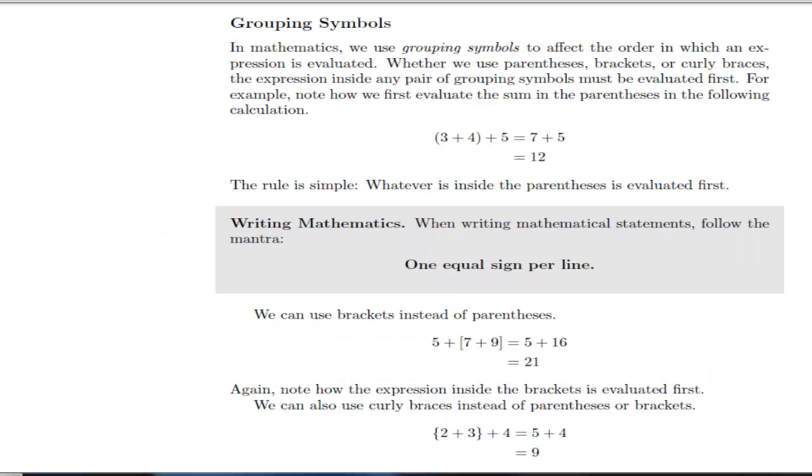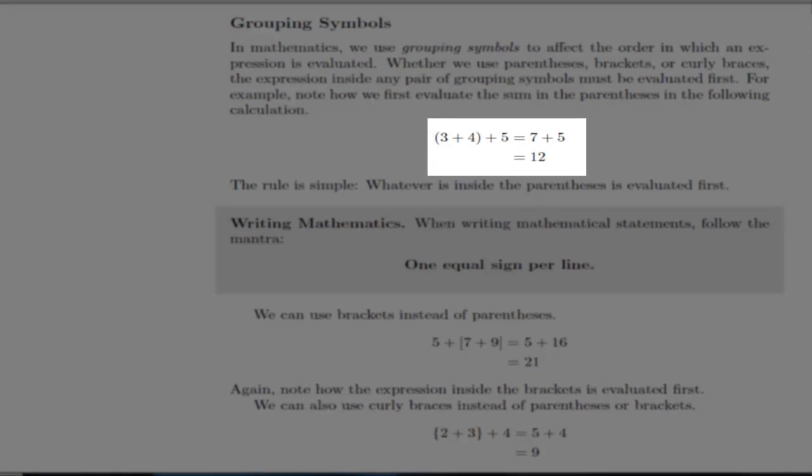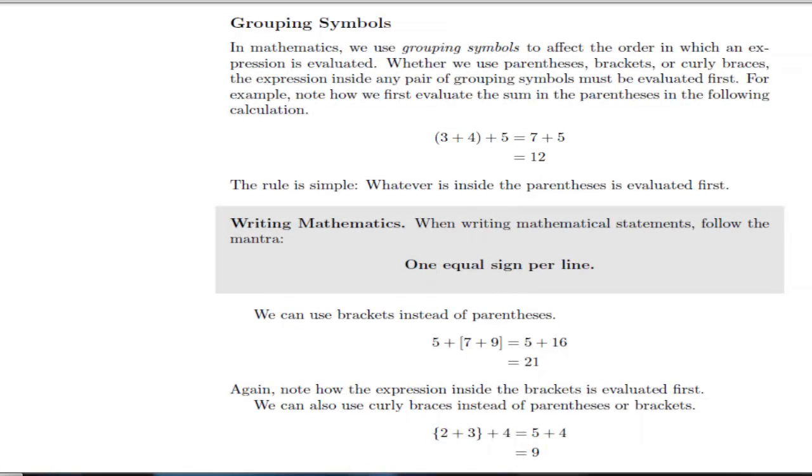Grouping symbols. In mathematics, we use grouping symbols to affect the order in which an expression is evaluated. Whether we use parentheses, brackets, or curly braces, the expression inside any pair of grouping symbols must be evaluated first. For example, we would add 3 to 4 and 7 to 5 to get 12. The rule is simple. Whatever is inside the parentheses is evaluated first.